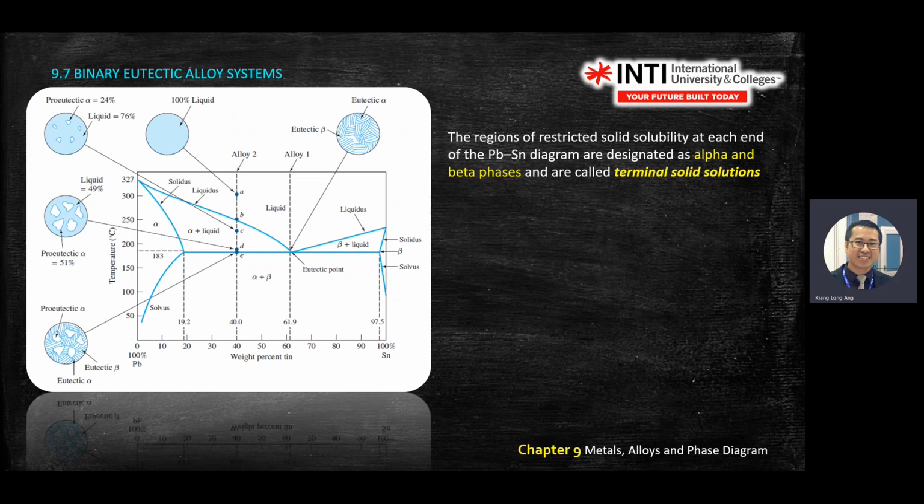Okay, terminal solid solution, which means if you want to find the eutectic point, you try to find where your left pocket and right pocket are. In this case, you have alpha at this point, and the right pocket beta at this point.